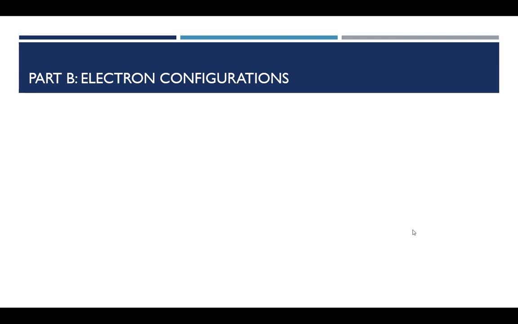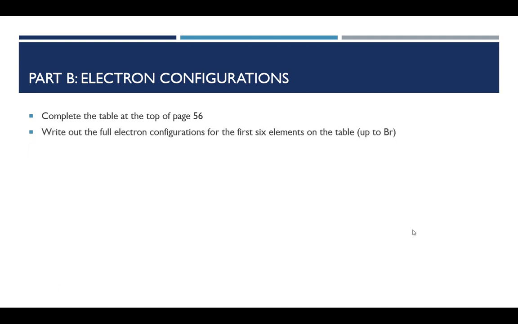So to complete part B, what you're going to want to do is fill in the table on the top of page 56. I'm going to give some special instructions for this. I'll want you to write out the full electron configurations for those first 6 elements. So everything, 1s2, 2s2, etc., up to bromine. Write them all out nice and neat.